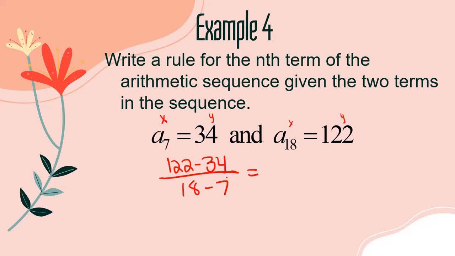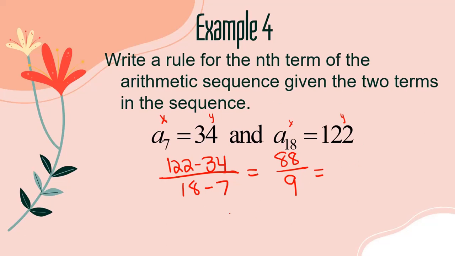122 minus 34 is a cool number. It's 88. 18 minus 7 is 9. 88 over 9 does not simplify. Well, isn't that just sad? Can I simplify 88 thirds? This is Marsh using her calculator here to see if that simplifies at all. I don't think it does. Nope, 88/9. That is the slope.